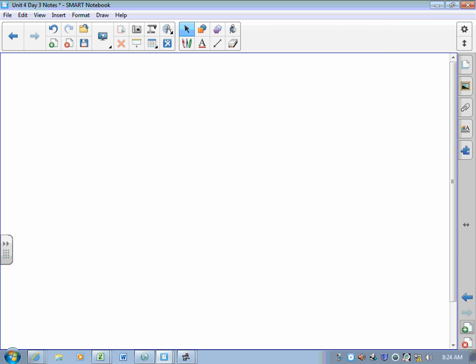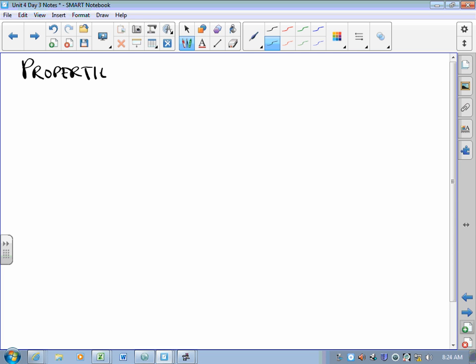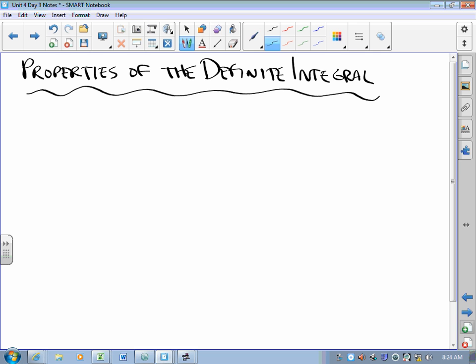On today's show, I want to look through some properties of the definite integral. The definite integral was that thing that we started playing around with yesterday in our lesson time. We were looking at areas under curves and asking how I can get the area under a curve as a definite integral. So, some things to consider.